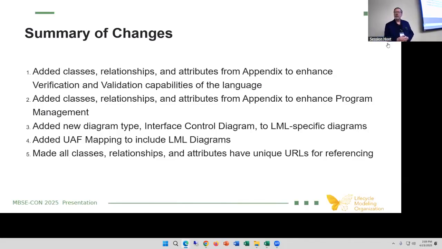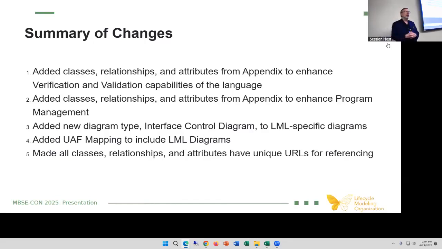So, a summary of the changes. Again, Warren talked about this, but I'll talk about it in a little more detail and show you more. We added classes, relationships, and attributes from the appendices for the V and V. Those are the things that ultimately we implemented in InnoSlate as our test center capabilities. Program management was another appendix where we added quite a bit of information to do a better job with getting to the things that people were interested in there. I think there's still things that could be done in that area, particularly for EVM and things like that, that would be helpful, that we have explored in the past and we will continue to explore.